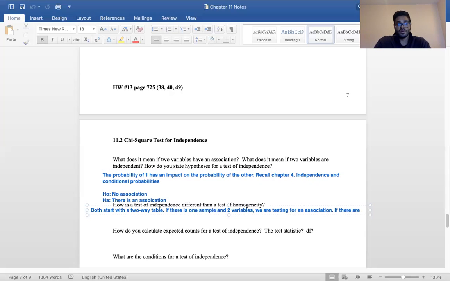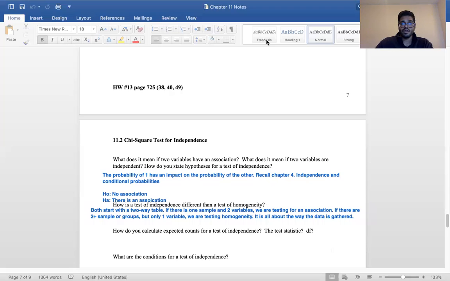If there are two or more, so 2 plus samples or groups, but only one variable, we are testing homogeneity. It is all about the way the data is gathered. This is the hard thing about these: you're going to have to really be careful about how you read the problem, because that's going to tell you what kind of test we're going to be doing.